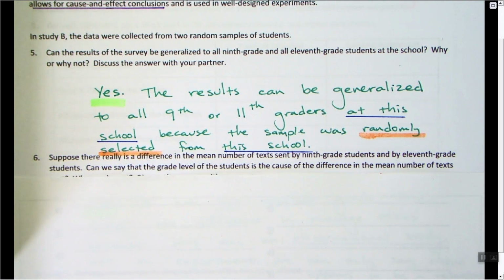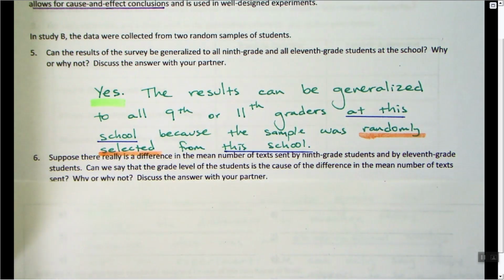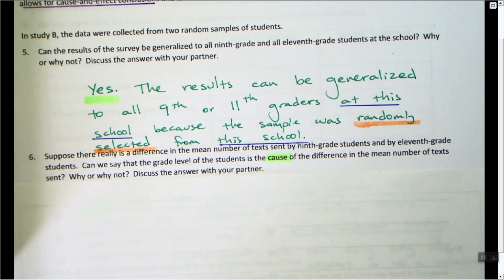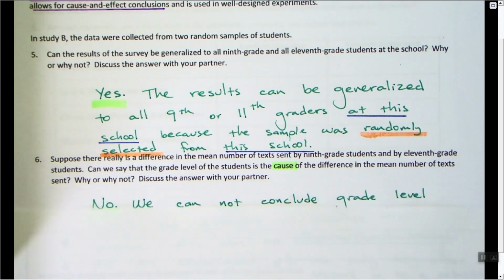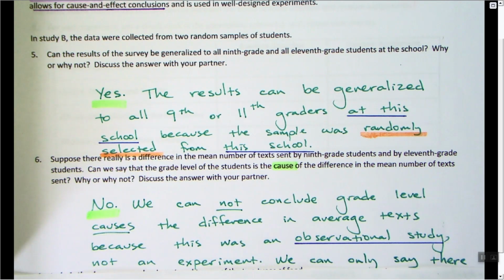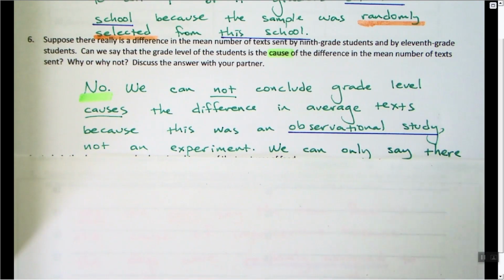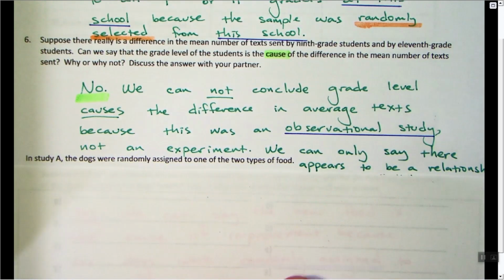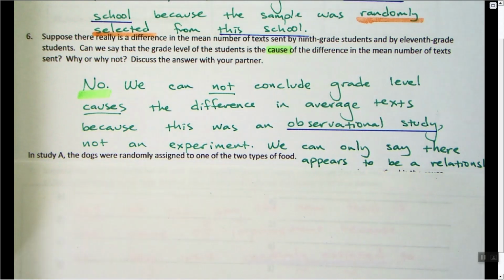Suppose there really is a difference in the mean number of texts sent by 9th grade students and 11th grade students. Can we say the grade level of students caused the difference in the mean number of texts sent? Why or why not? Well, the answer is no, we cannot, because this is an observational study, not an experiment. We can only say that there appears to be a relationship. There's something going on there, but we cannot say that grade level is causing that difference.